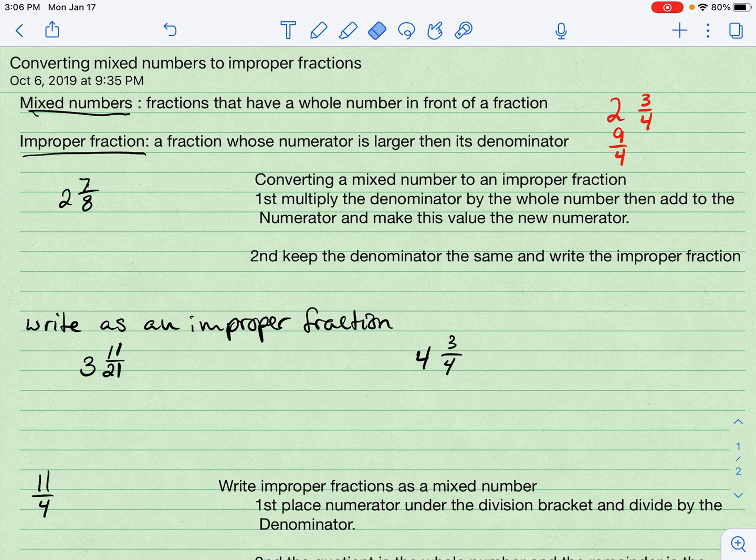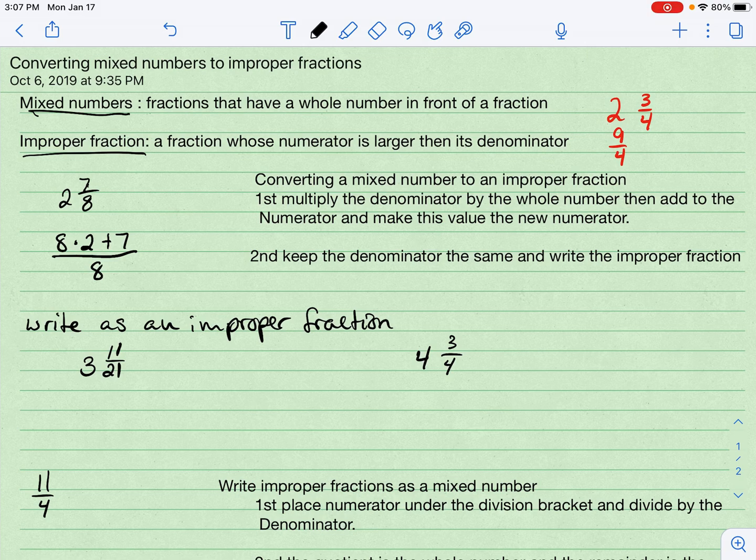Okay, so converting a mixed number to an improper fraction. It says first you multiply the denominator by the whole number, then add the numerator and make this value the new numerator. So we've got 2 7/8. We're going to multiply the denominator by the whole number, and we're going to add the numerator. Okay, we keep the denominator, that's step 2. Second, keep the denominator the same and write the improper fraction.